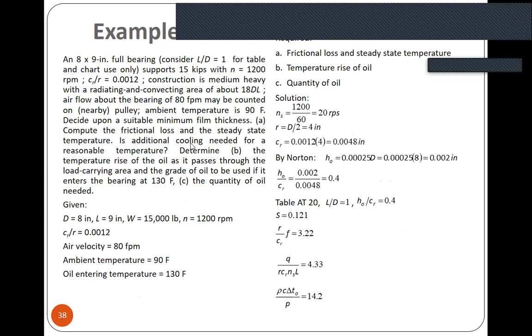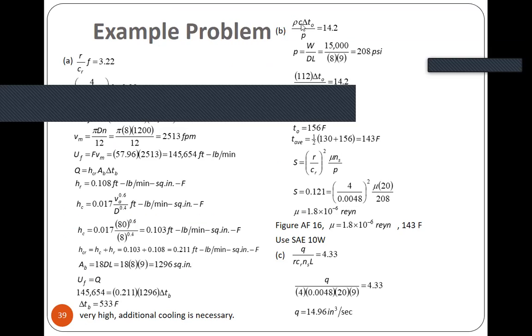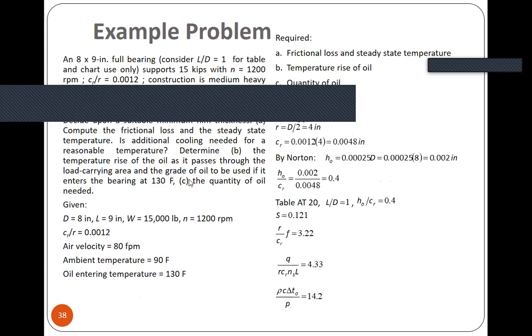So P is the temperature rise of the oil. There, we have rho C delta T sub O over P is equal to 14.2. Solve for delta T sub O. This is the required temperature rise. The pressure is equal to W over D L, 15,000 over 8 times 9, is 208 PSI. Then 112 times delta T over 206 is equal to 14.2. So delta T sub O is 26 Fahrenheit. This is the answer as temperature rise.